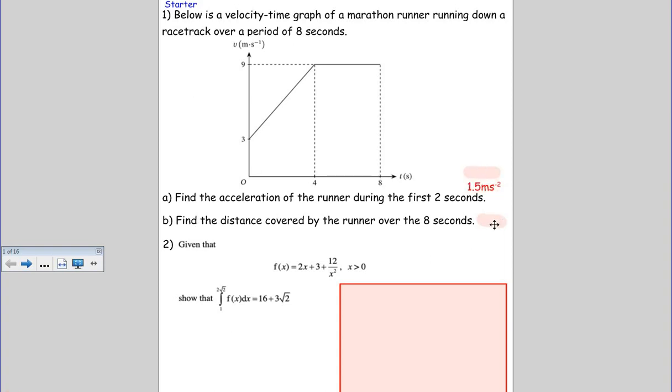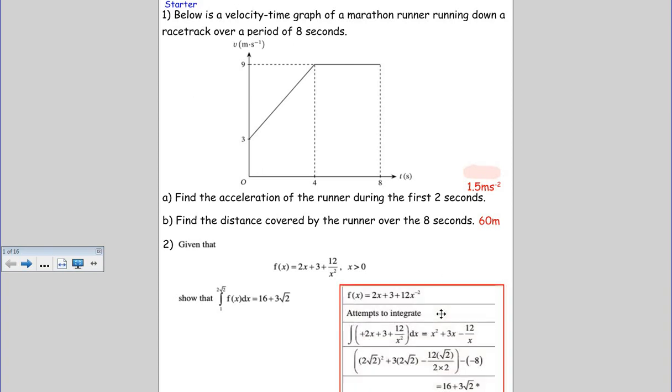Hopefully you remembered how to find acceleration from velocity: differentiate, or find a gradient. And distance is area under the curve, or integrate. Here's the method for question 2.